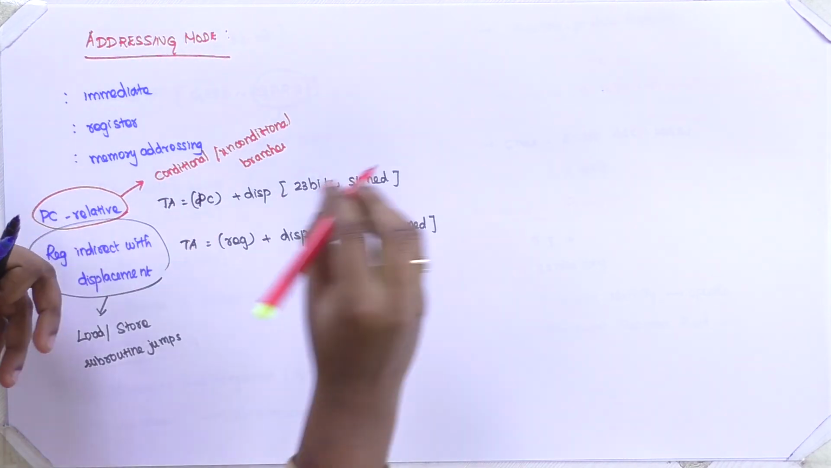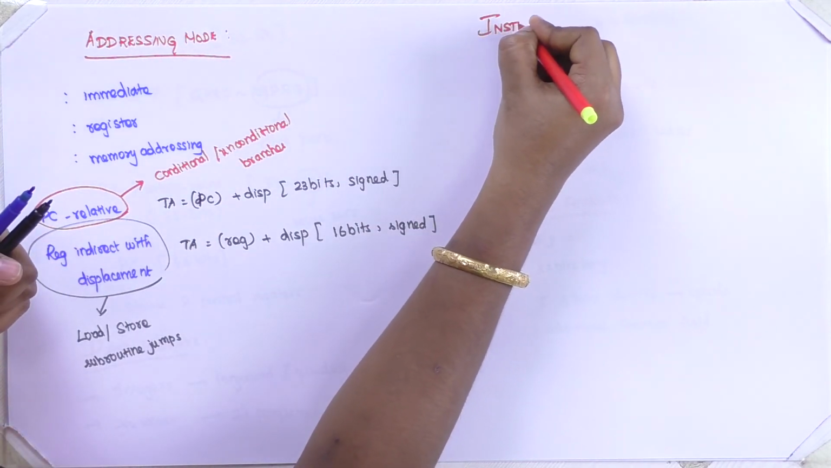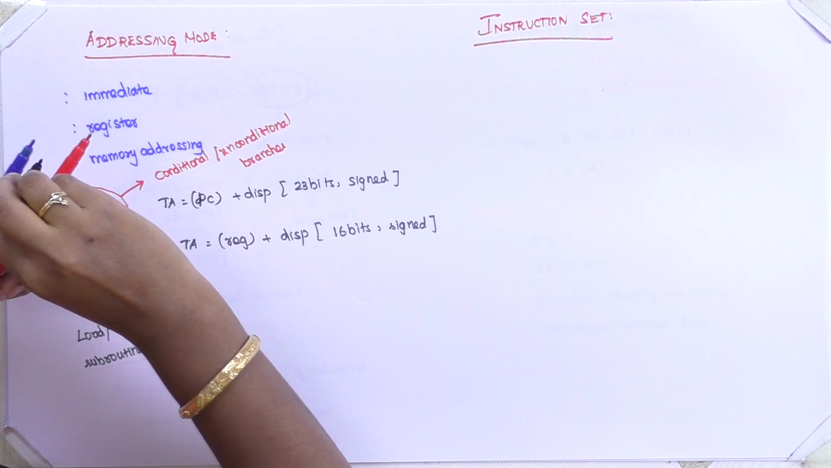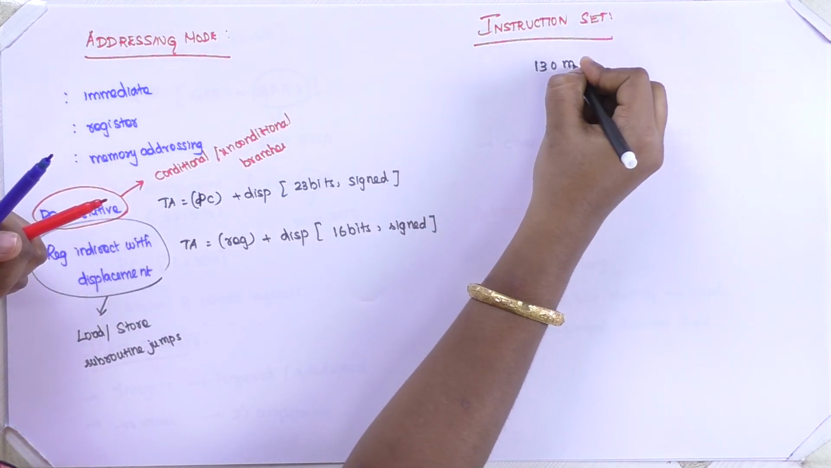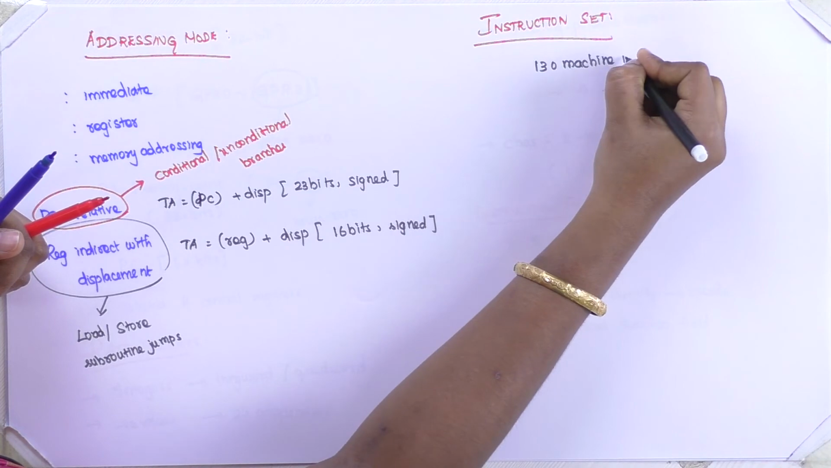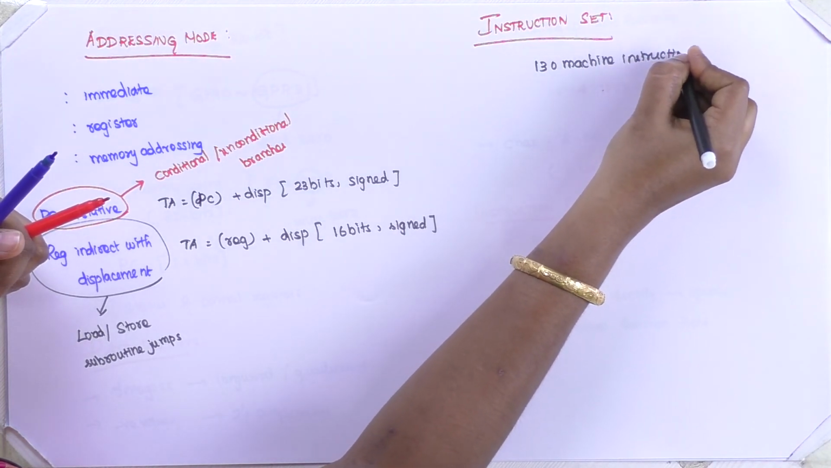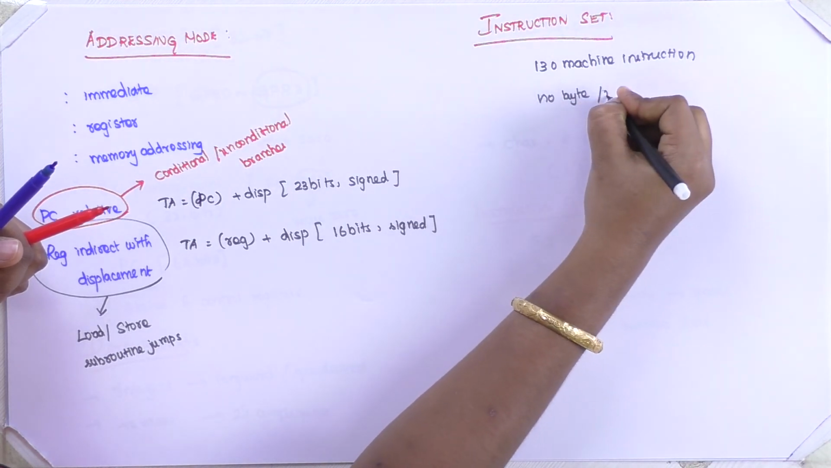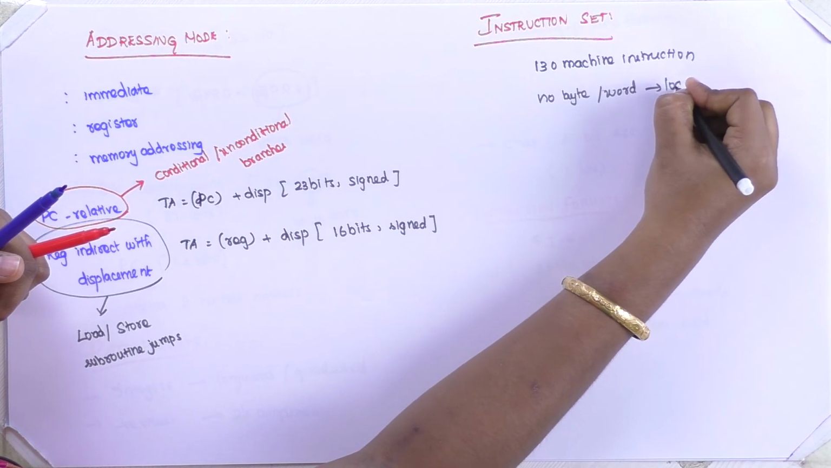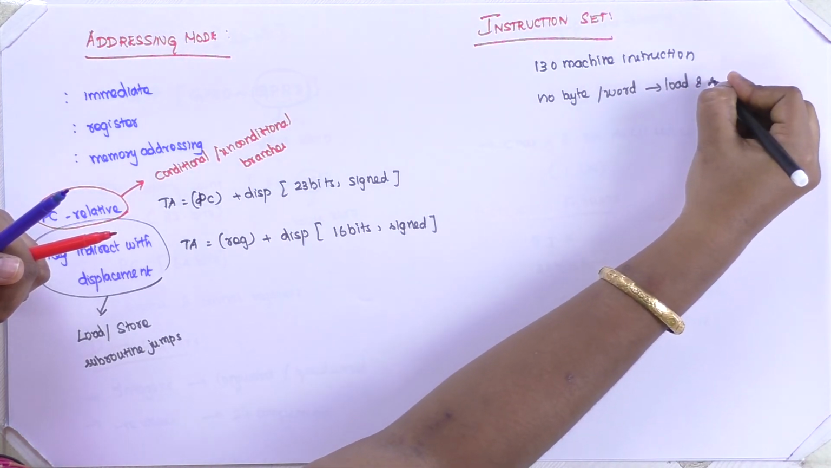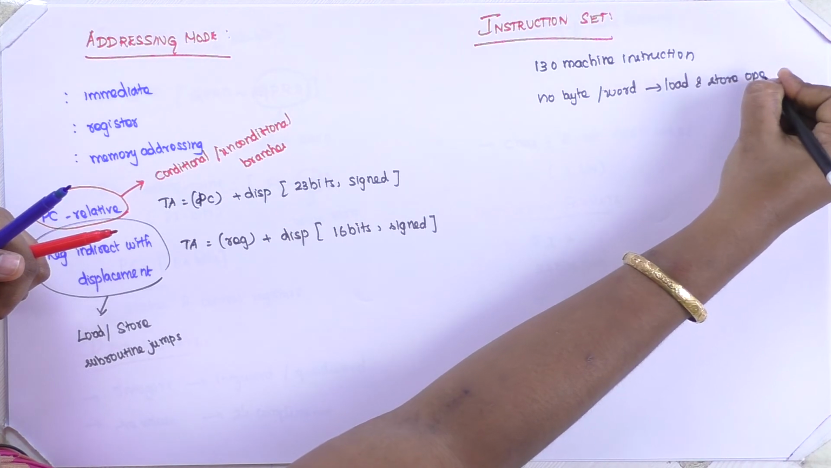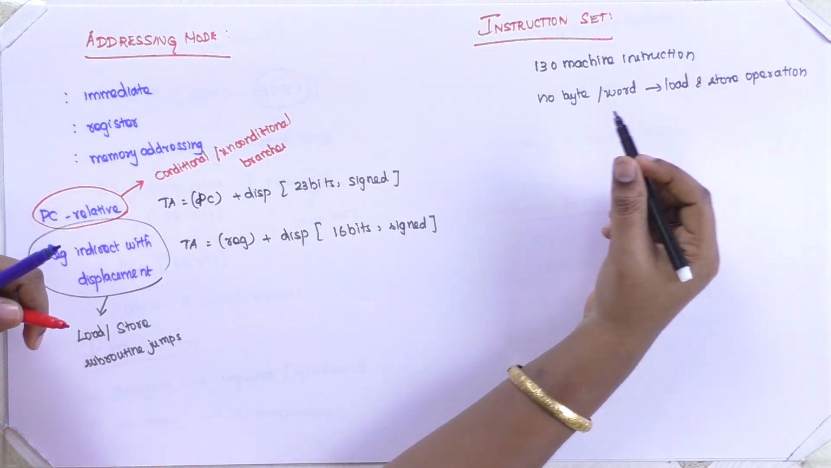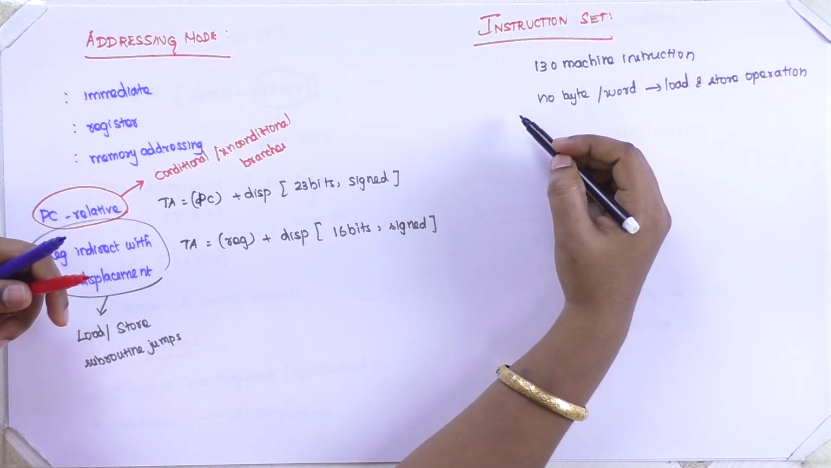The next hardware feature is the instruction set. There are about 130 machine instructions and no byte or word load and store instructions. So there are no byte or word load and store operations, and more than 130 machine instructions in the Cray T3 architecture.